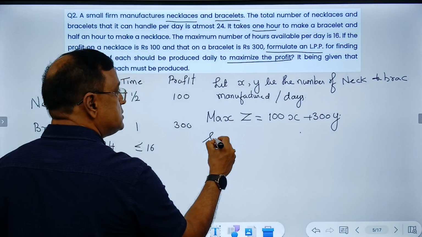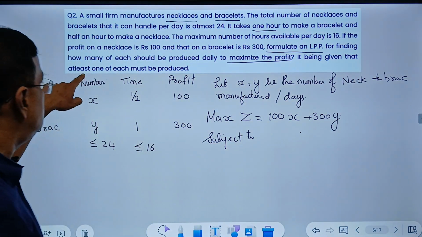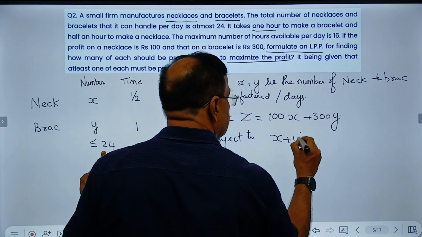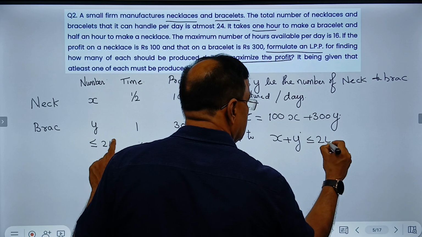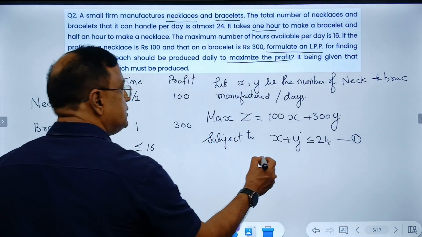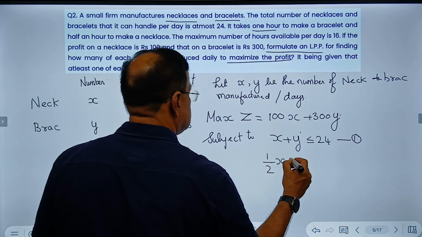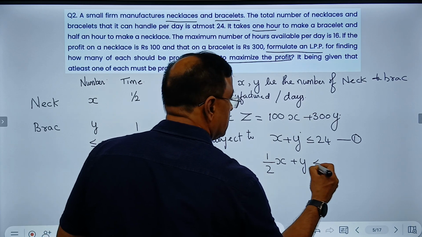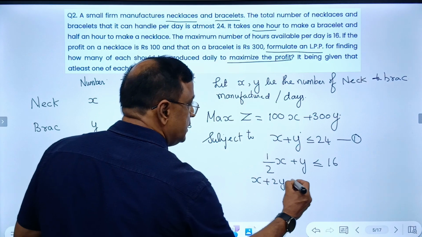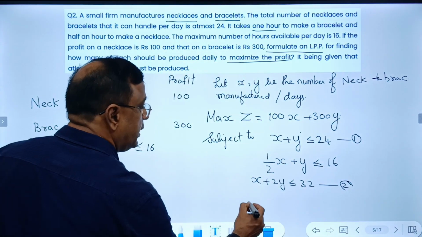Subject to, what are the different constraints? One is the number it can produce per day. Total number of items cannot exceed 24. So that is the first constraint. My second constraint is time. Half of X plus Y should be less than or equal to 16. If you want, you can simplify this: X plus 2Y is less than or equal to 32. Call this as second.